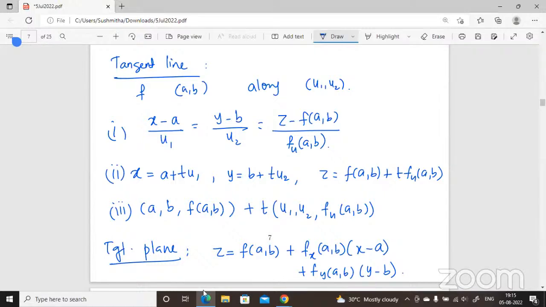Ma'am, how to find the tangent line? This is the formula. We are not getting into any concept or derivation here. Any one of these three you can use to find the tangent line. This is the symmetric form, this is the parametric form, and this is the vector form. Ma'am, in the tangent line, z equals f of a comma b plus t times f_u of a comma b. Knowing that is enough, no? For the tangent line, you have to write all three down. That is when you get a line, right?